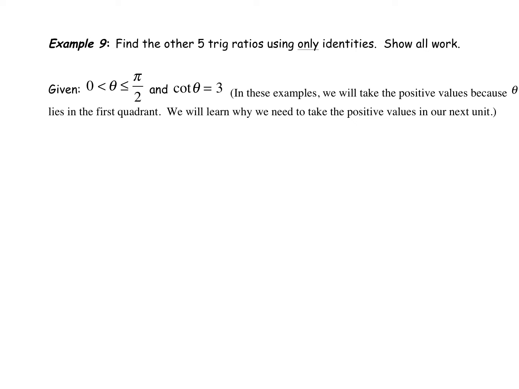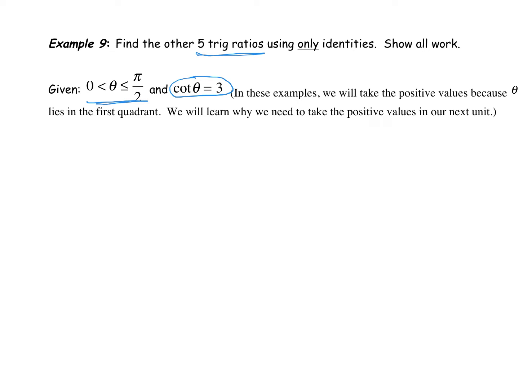In example 9 of note 6.2, we are going to use trig identities and only trig identities to determine the other 5 trig ratios given one of the 6 trig ratios. So we're given that cotangent theta equals 3. We're also told that the angle is in the first quadrant.